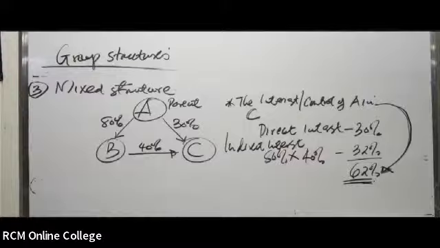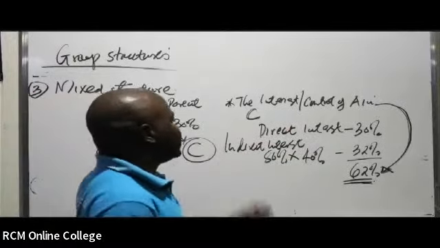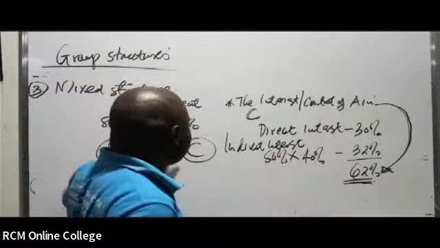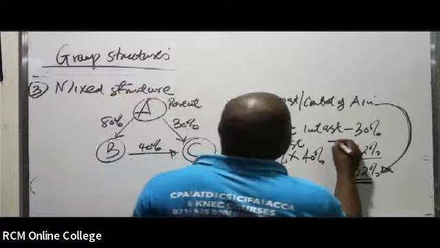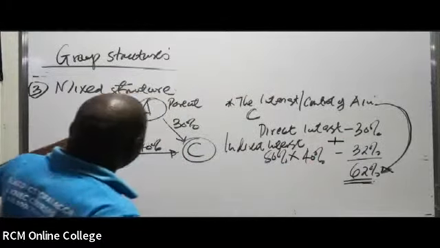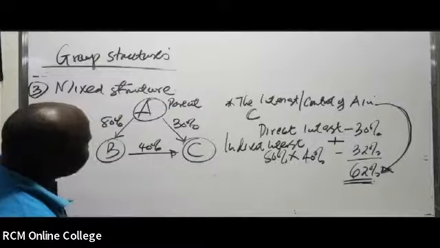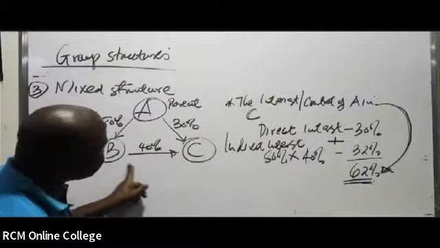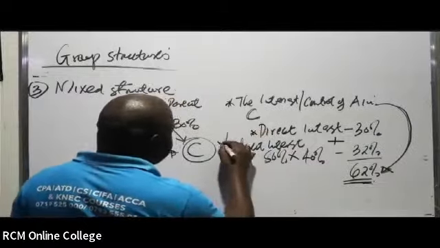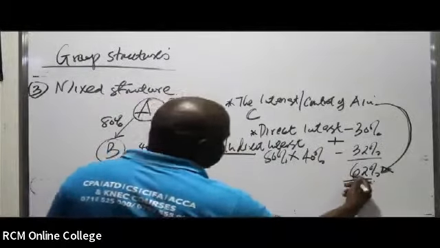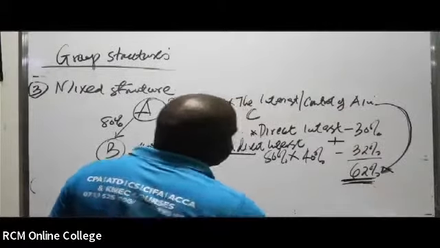So hopefully you've been able to see that is the interest or control in C. You take the direct interest first, which in this case is 30%. Then you add on the indirect one. This one is indirect, it goes through B. The direct one is this one, the indirect one is this one. Then you add, and you get 62%.